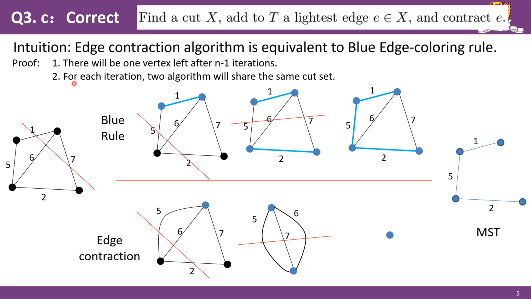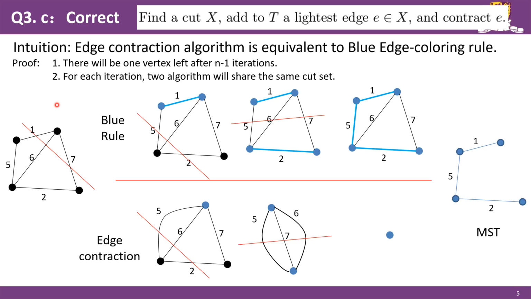So the method to prove the equivalence is mainly formed by two parts. The first part will be proving that this algorithm, the edge contraction algorithm, will end after n-1 iterations. And the second part will be that for each iteration, the two algorithms will have the same cut set, so the possible cuts will always be the same. In this way, we prove that these two algorithms are equivalent.